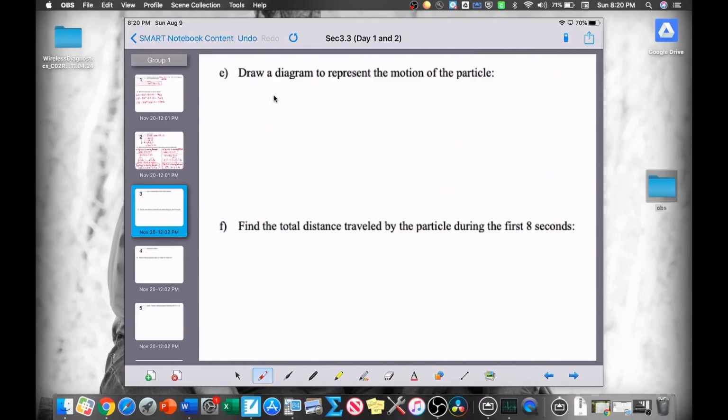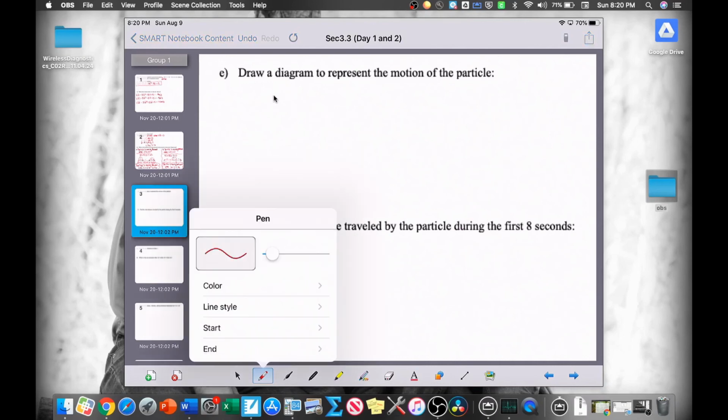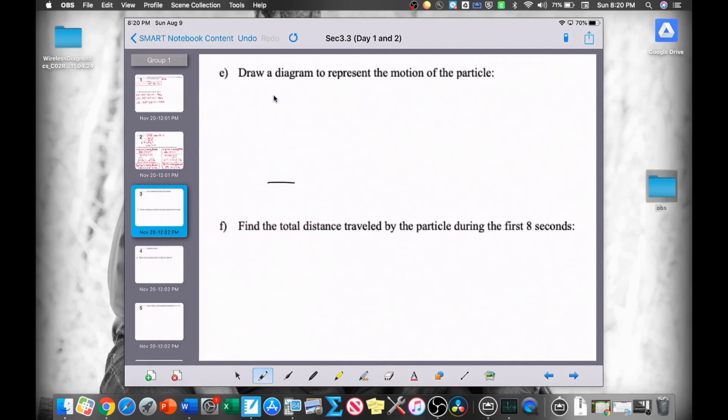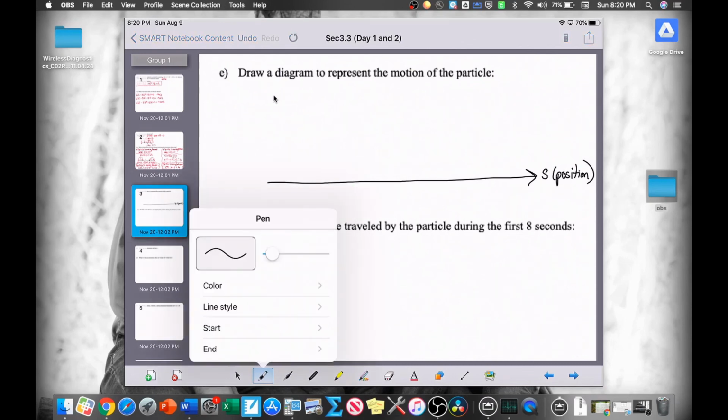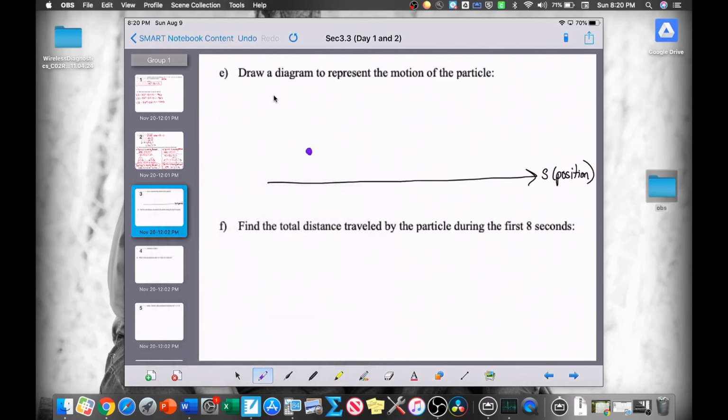Letter E asks us to draw a diagram to represent the motion of the particle. You are going to find this to be a very strange looking diagram. And I'm not going to ask you to do this on a quiz or a test, don't worry. This line right here represents s, which is the position of the particle. So we are trying to graph the fact that this particle is moving both in the positive direction and in the negative direction. So the movement of the particle, we know that the particle starts at time t equals 0.